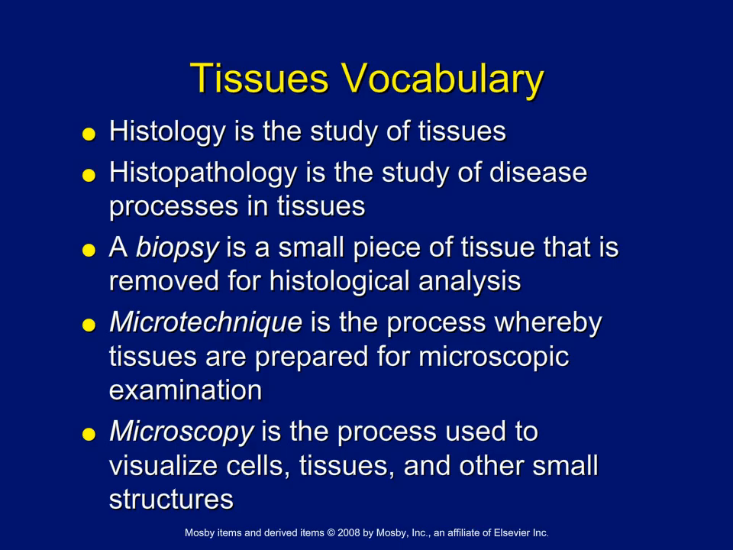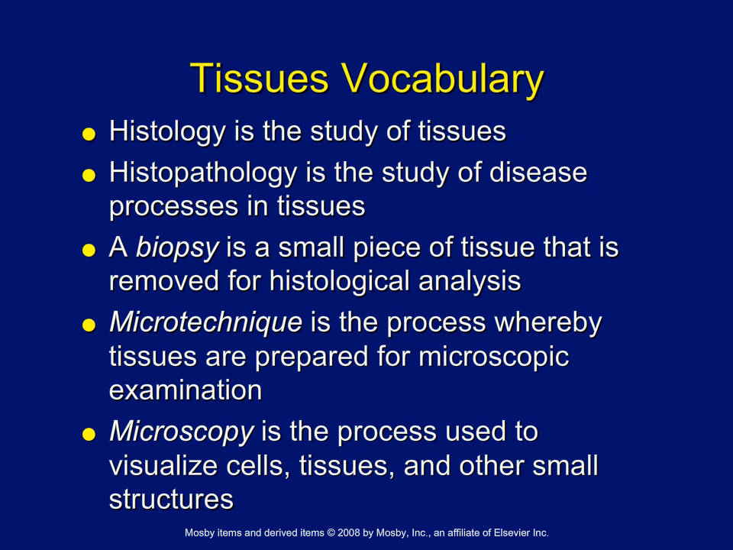Okay, we're going to start out the lecture with some vocabulary that you'll need to know in order to understand the subsequent slides. Histology, first of all, is the study of tissues, whereas histopathology is the study of disease processes in tissues. As you probably know, a lot of times when you have a patient that's come to the hospital or come to the doctor's office, let's say with an unusual mole or something like that, that may appear to be cancerous, they might do something called a biopsy. A biopsy is just a way to remove a small piece of the tissue without killing the organism and being able to look at that through histological analysis.